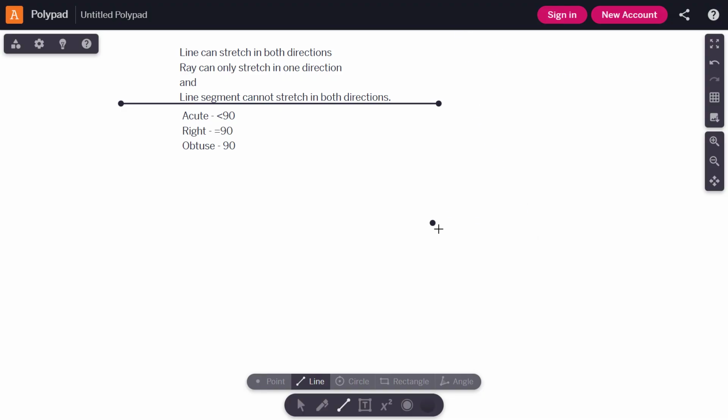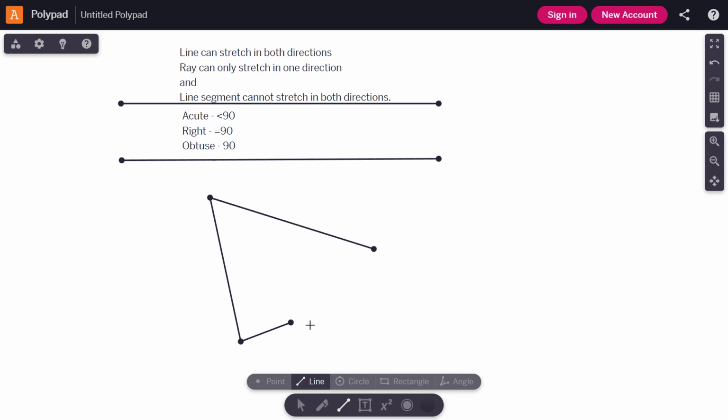Alright, now we are really going to get into some shapes. What is a shape? A shape is some lines, or more accurately line segments, that connect to each other. Like the points connect to each other. You cannot have a shape that is like this. This is not called a shape.